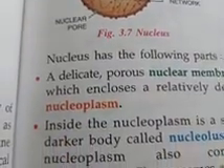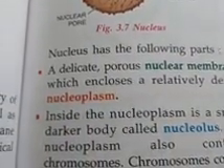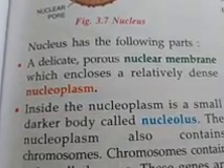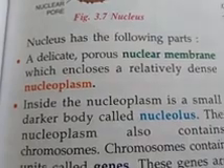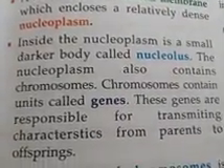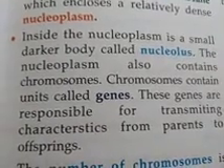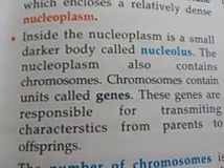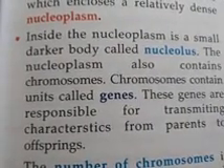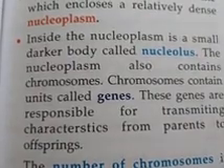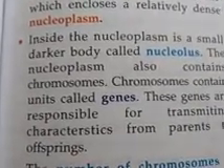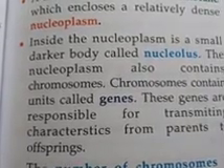The nuclear membrane is delicate and porous in nature, inside which lies the dense nucleoplasm. Inside the nucleoplasm is a dark circular body, the nucleolus, which contains the chromosomes. How are the chromosomes essential? Chromosomes contain the hereditary units called the genes.